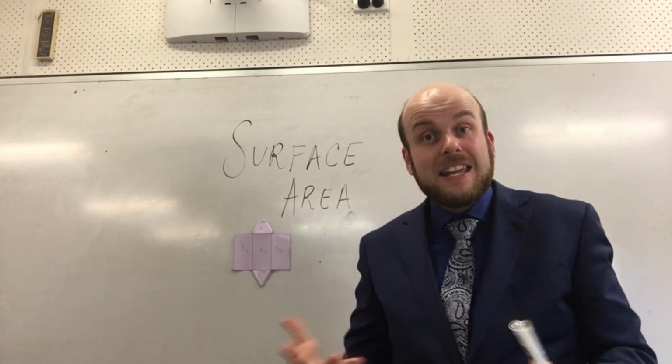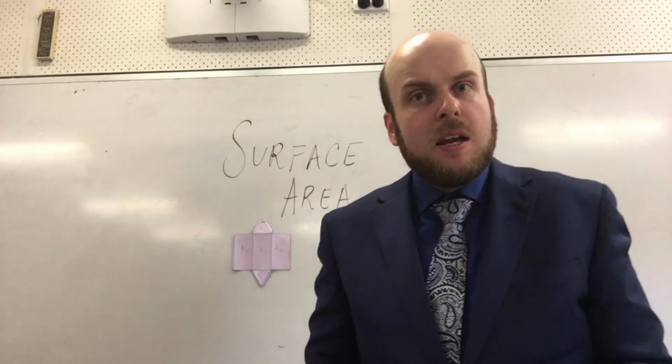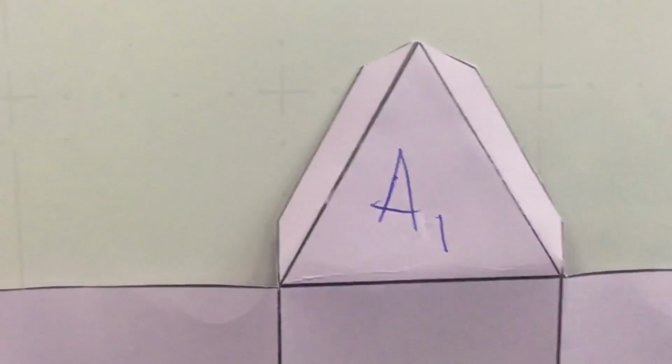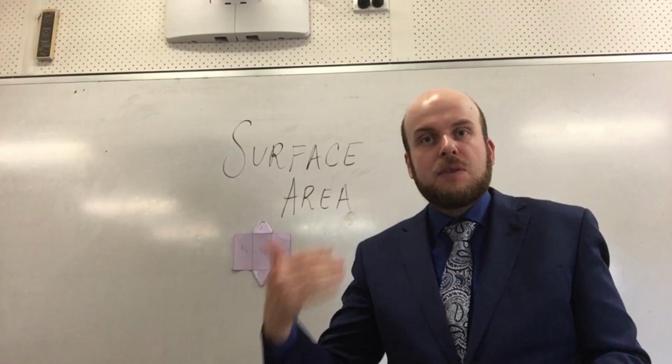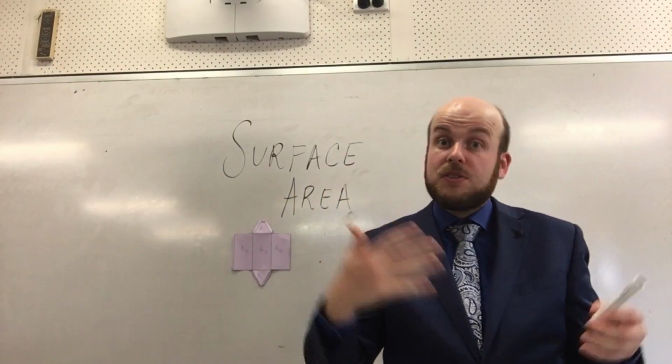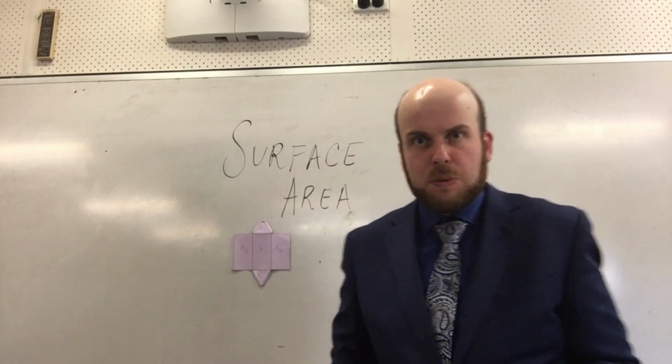Surface area for a triangular prism is a little bit different. Once again, I would suggest trying to use the squares and then trimming them in order to be able to make an estimate. So again, what I'd like you to do is find an estimate of the surface area and then work out the actual.